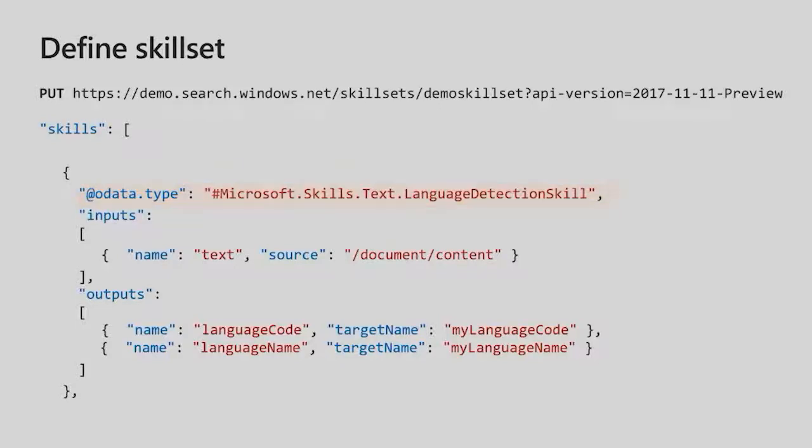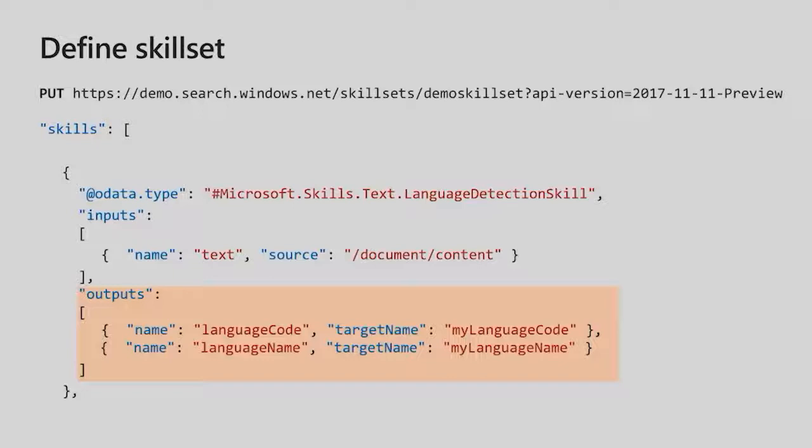Then I specify the inputs. In the case of the inputs here, it takes one input, which is the text that I want to analyze. And I am telling it, okay, take the input from the content of the document, or document/content, as you can see here. So it's going to take the content, which we extracted as part of the document cracking stage, and then it's going to detect the language and then produce some outputs, which are two outputs, language code and language name in this case.